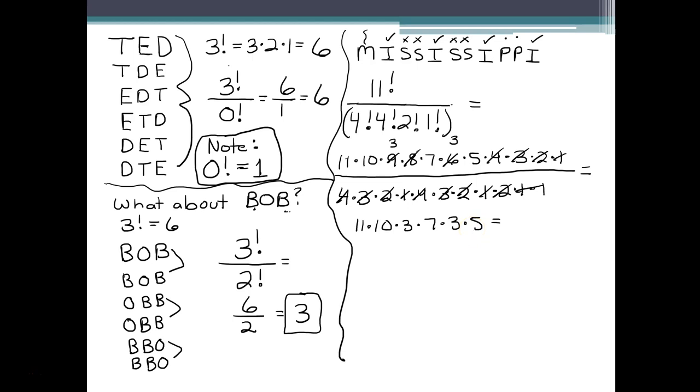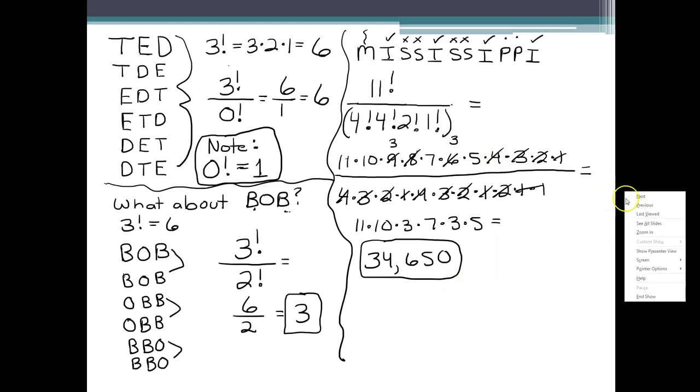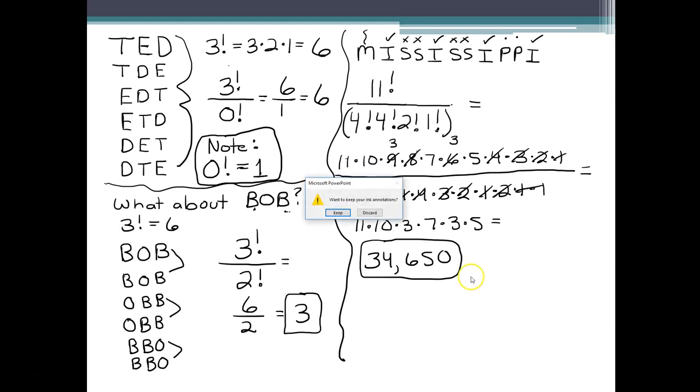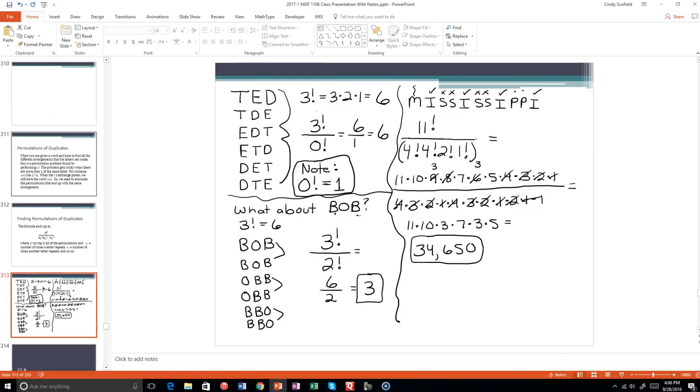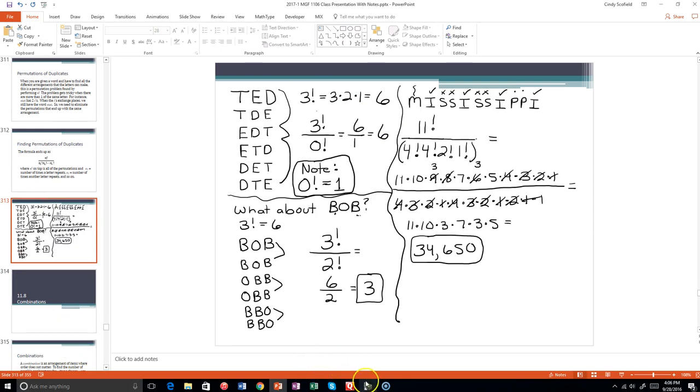Put it in your calculator and see what you get. I'm getting 34,650. Does that sound about right? I did try to do that in my head. So how about we double check with the calculator? Let me show you how to put it in the calculator in case you're having any trouble with that. Let me pull up my calculator again.